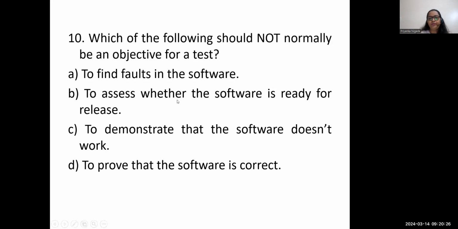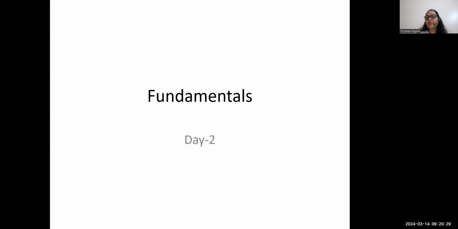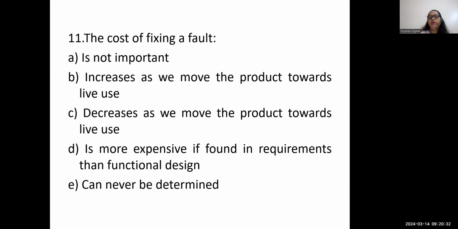Okay, so let's try the next question. It's fundamentals day 2. Let's try this: the cost of fixing a fault. Now think properly. As per the economics of software testing, if you remember that graph, if you have a number of defects, you have to fix them. But when we fix the defects, automatically the cost will increase. Now the question is, the cost of fixing a fault, what? You have to complete the sentence. Is not important, increases as we move the product towards live use, decreases as we move the product towards live use, is more expensive if found in requirements than in functional design, and can never be determined.